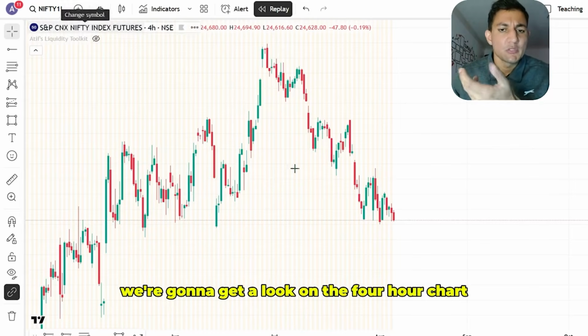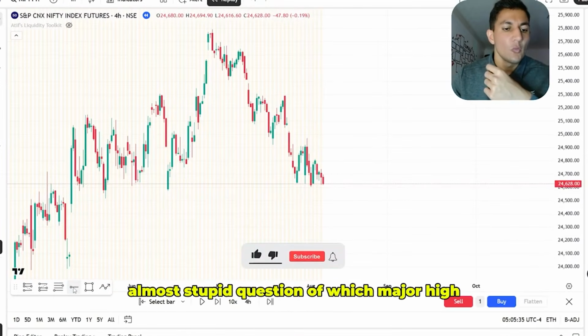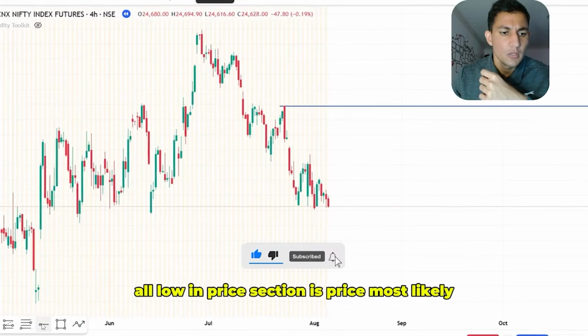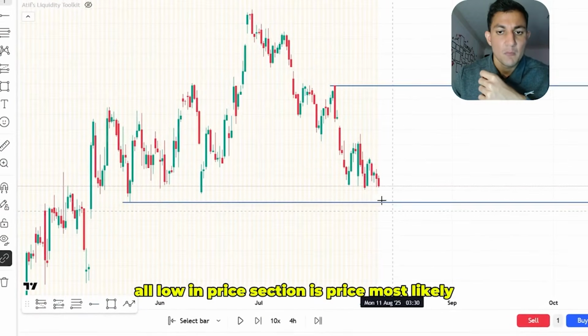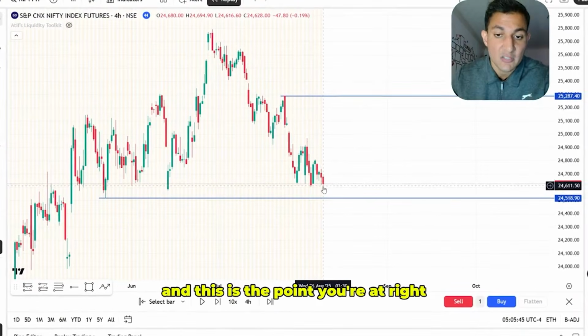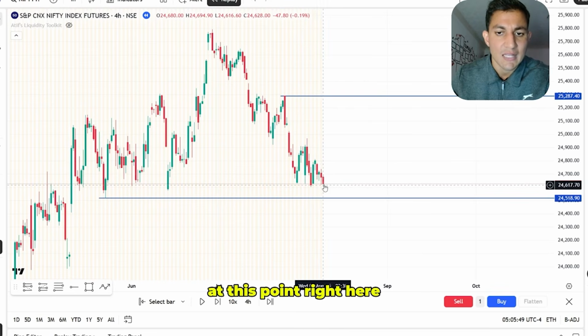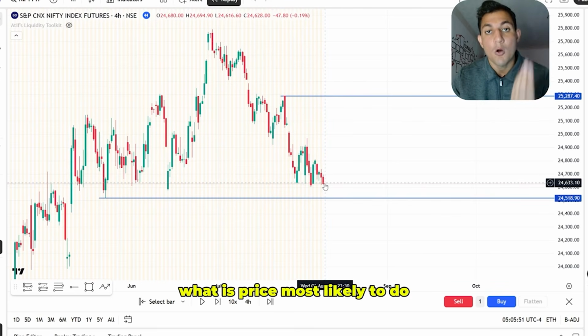We're going to get a look on the 4-hour chart, and we're simply going to ask ourselves the very trivial, almost stupid question of which major high or low in price action is priced most likely at this point right here. So let's imagine you came on the chart, and this is the point you're at, right? Forget it's Nifty 50, whatever market this is. You came on the chart at this point right here. What is price most likely to do?